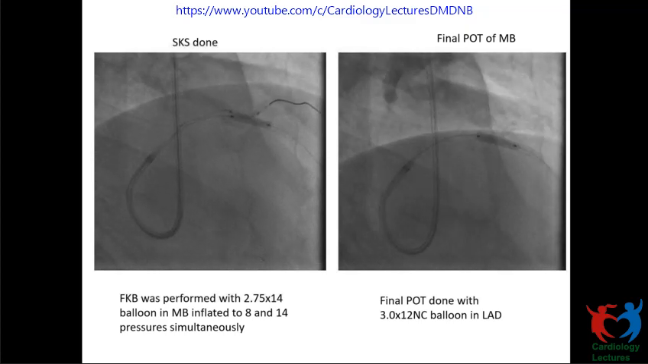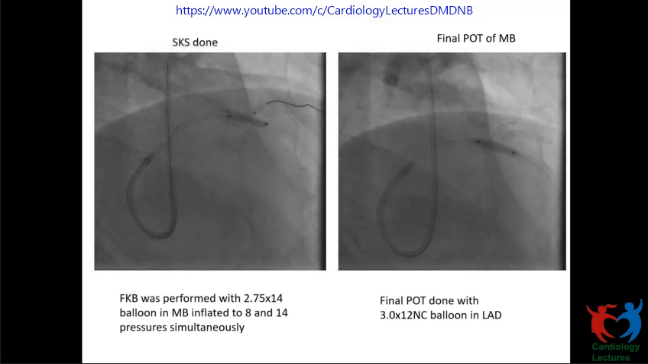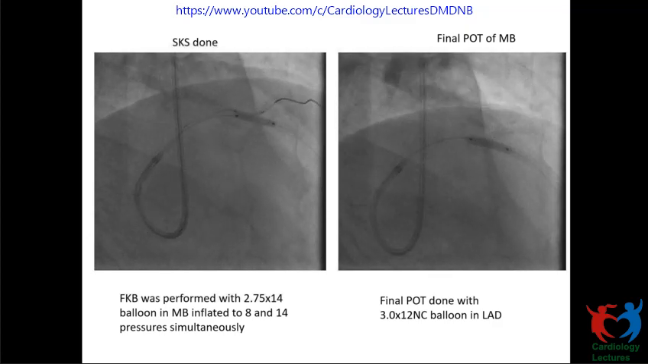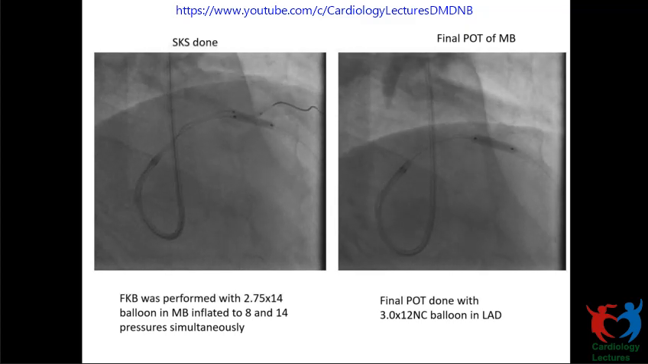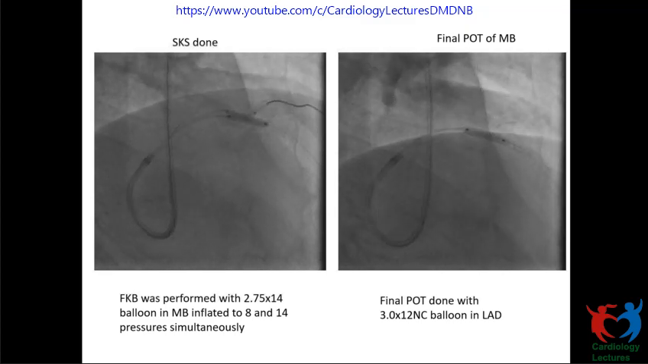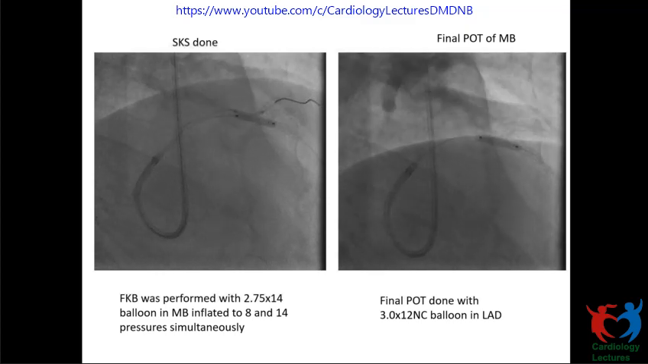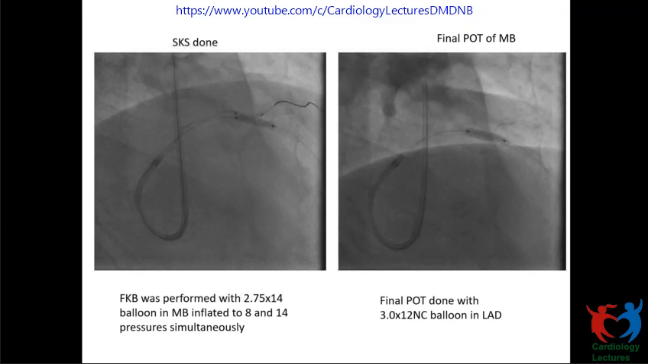Actually, coverage beyond the ostium is good enough, but it should be done as a sequential increase in pressures, like 4 atmospheres once, then 8 atmospheres, then deflate each one and go to 12 atmospheres. Most people will do these kissing balloons, pushing the whole balloon along the whole length of the diagonal, which is not advisable.